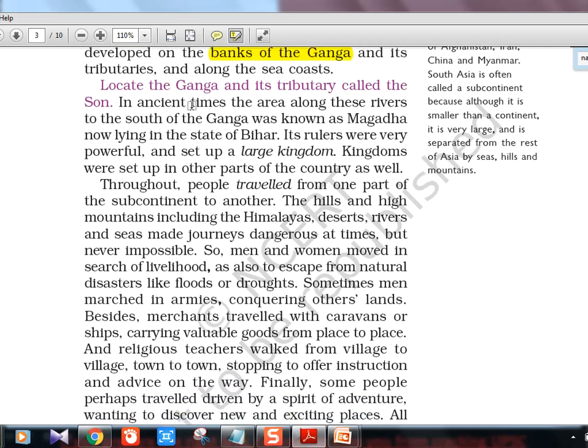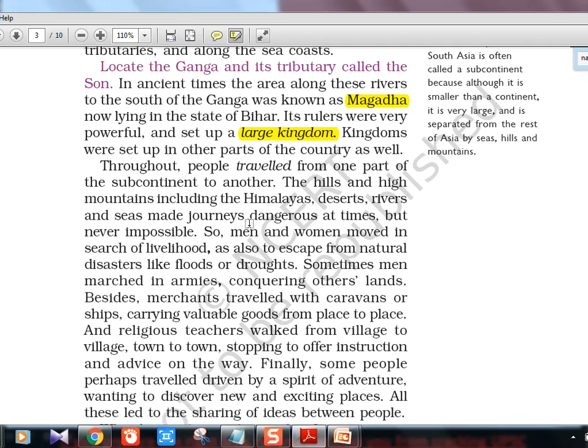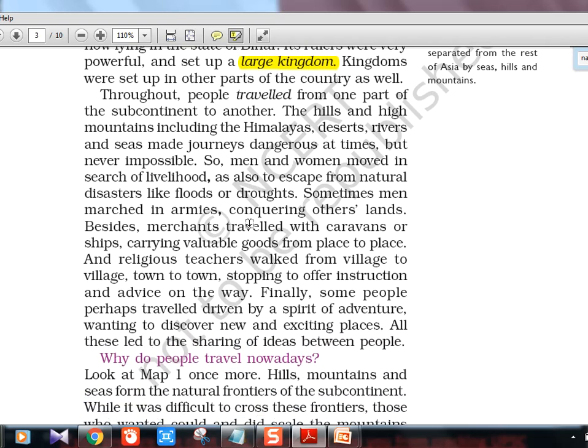Then Ganga and its tributaries. They are telling Magadha, you know, was the first large kingdom you can call. After that we have the Mauryans, Guptas. There are a lot of things which we learn in subsequent chapters in different classes. But Magadha, you should know, is the first large kingdom. People traveled from one part of the subcontinent to another. The hills and the high mountains, including the Himalayas, deserts, rivers, seas, made journeys dangerous at times, but never impossible. That means people were trying to flourish in different areas. They're just telling the expansion of human livelihood.